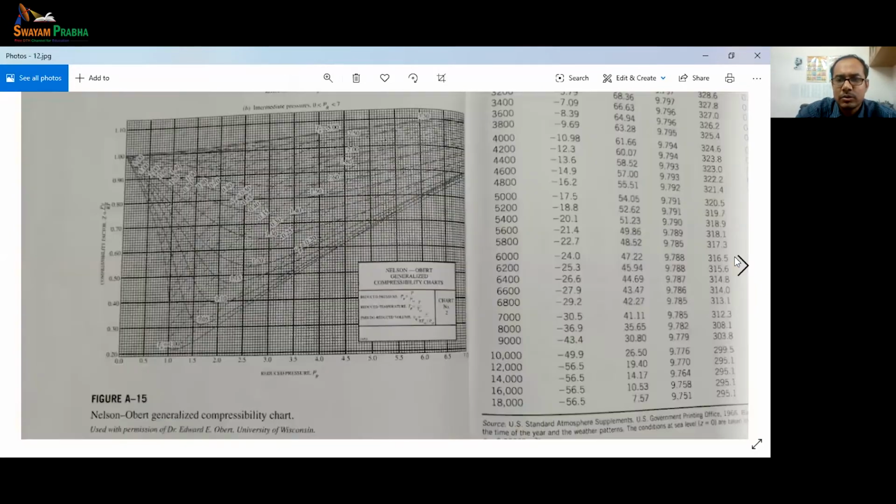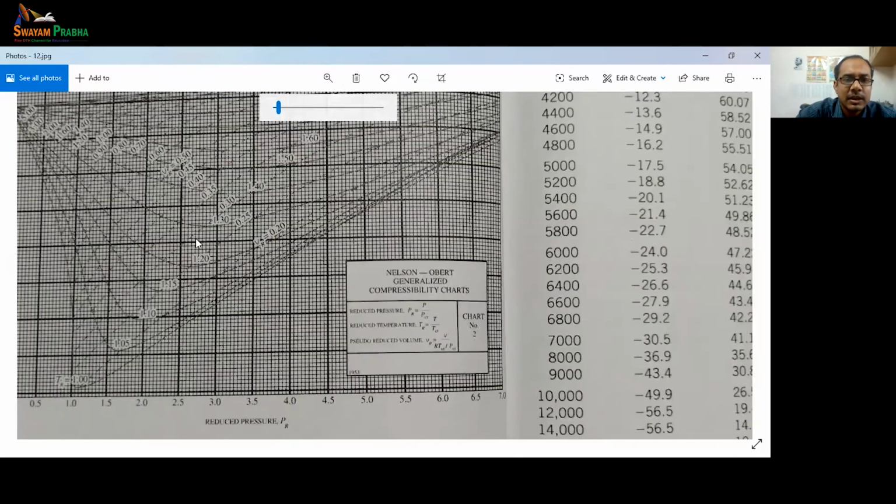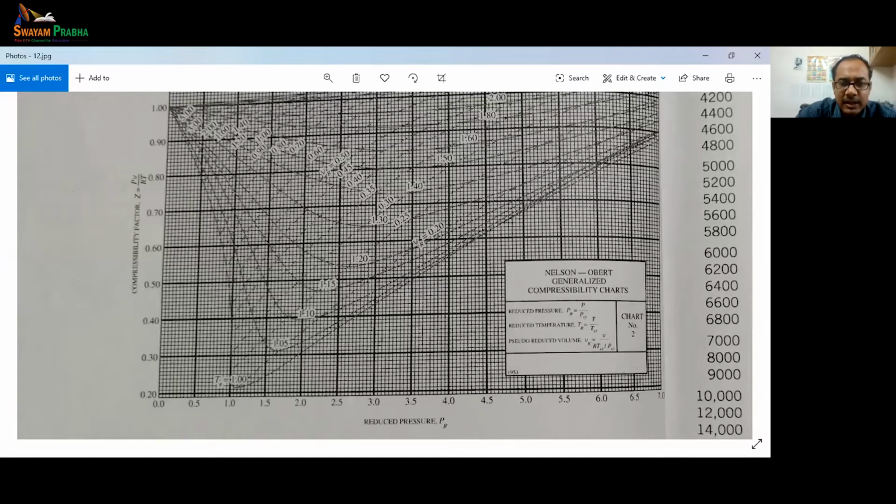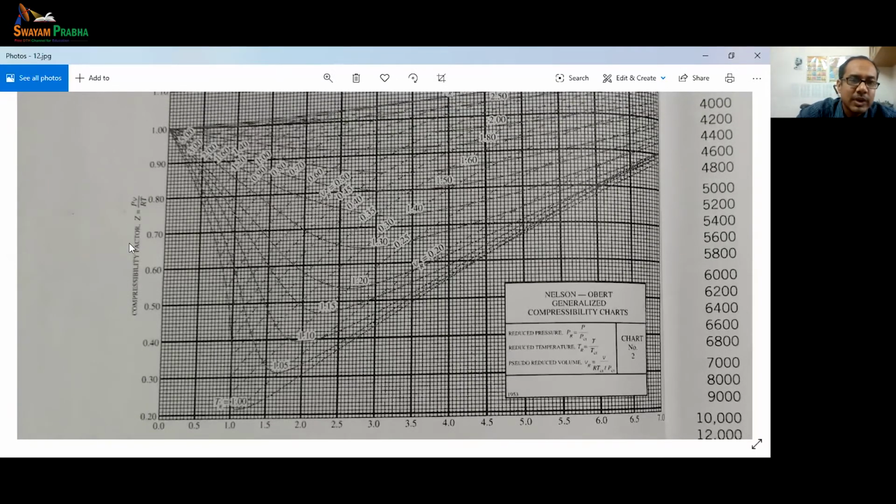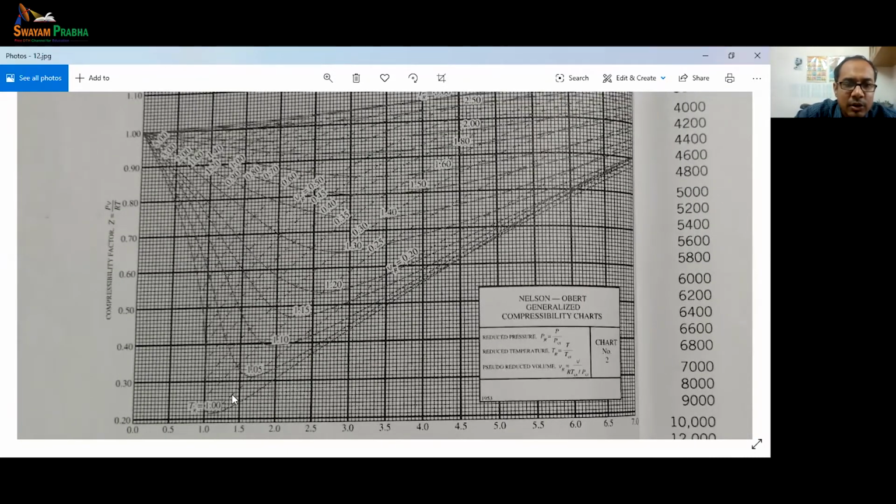Okay, let's go to the generalized chart. If we zoom a little bit, we can see that in the x-axis we have reduced pressure, PR, and in the y-axis we have the compressibility factor Z, which is the generalized Z. That means it can be applied for any gas. Now, if you look closely, you see that there are two kinds of lines on this plot.